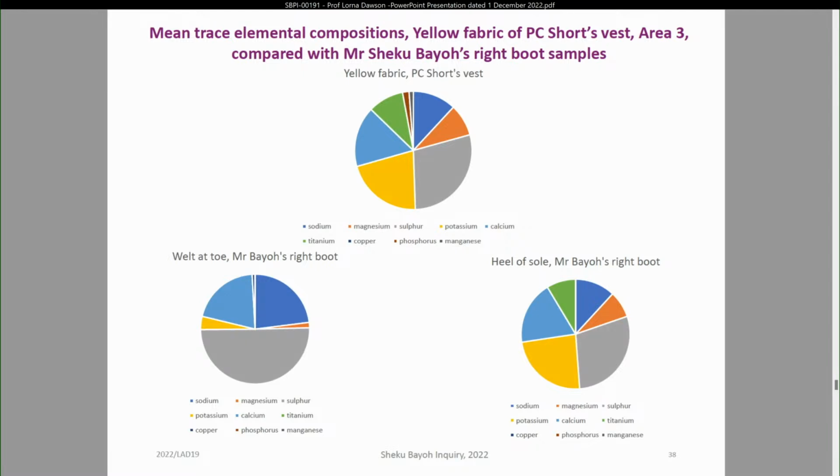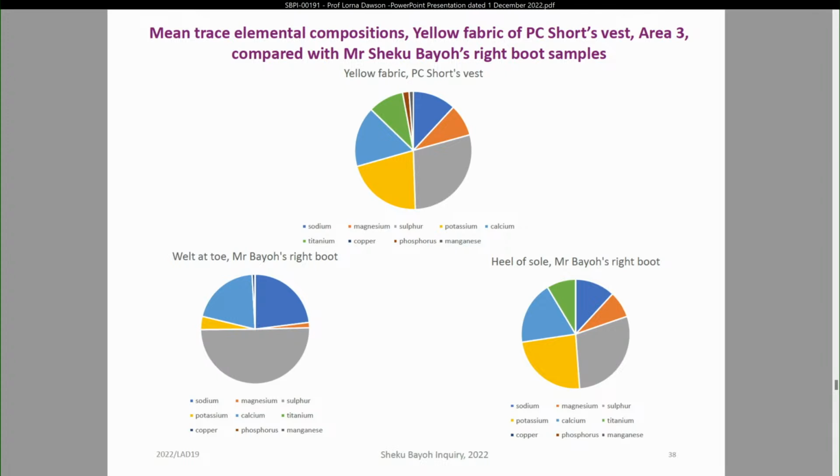Mean trace elemental compositions from area 3 on the vest compared with the samples from Mr. Bayo's right boot, the 2 samples there. Again, what does this information, which I understand is the same information as we've already considered, represented as a pie chart rather than as a bar graph, what does this help us to understand?